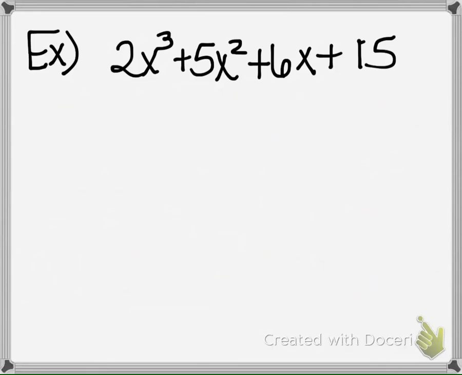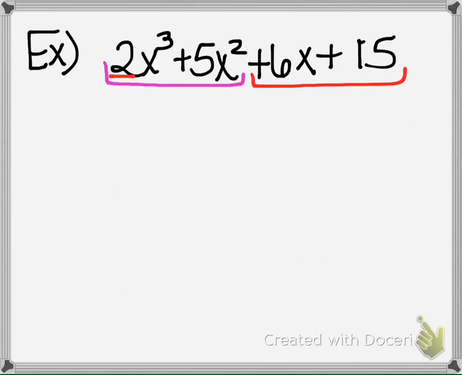Okay, so let's try another one here. First of all, we ask ourselves, is there anything that goes into 2, 5, 6, and 15? Is there anything that divides all of them? And in this case, there is not. And then we look at the variables, they don't have an x in common. So now what we're going to do is we're going to do our pairings.